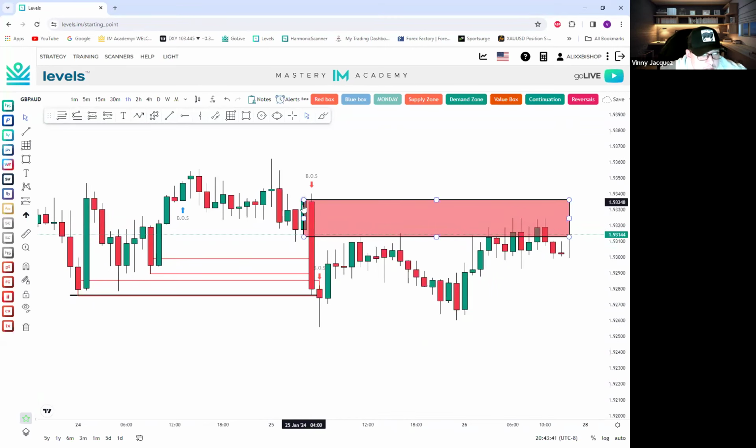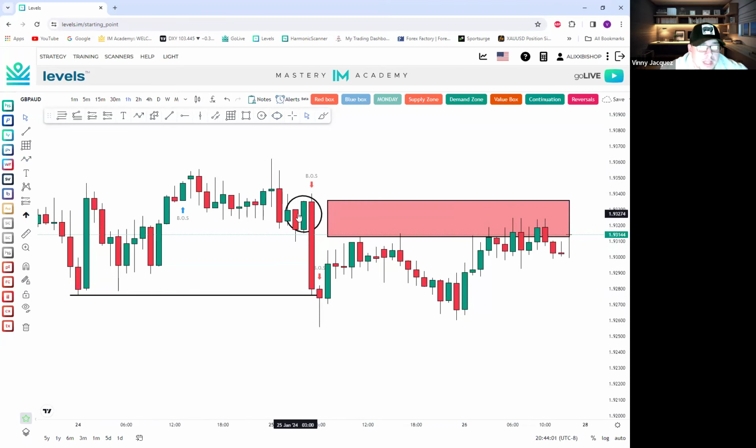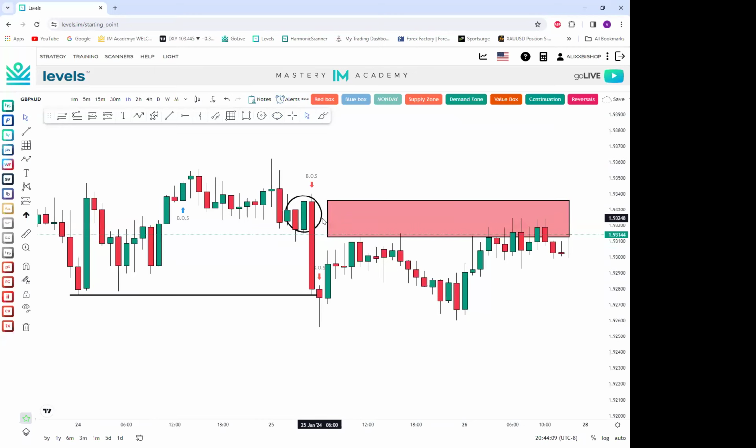So notice how this last buying candle here bought up and then automatically shot the market down. So when you find that the market dropped and broke structure, you have to look for that last buying candle. Does that make sense? Yes, it does. Thank you, Vinny.